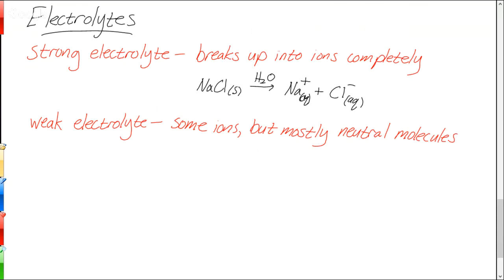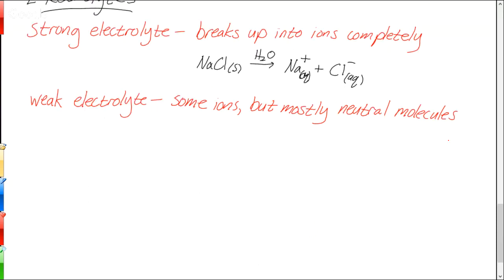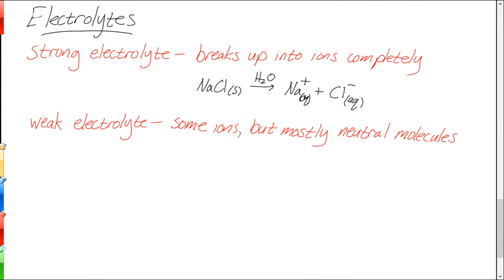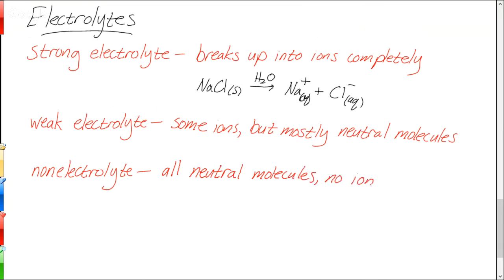So that's the weak electrolyte. And then finally, we have a non-electrolyte, which is all neutral molecules and no ions. So that would be something like glucose. That's solid glucose, like sugar.